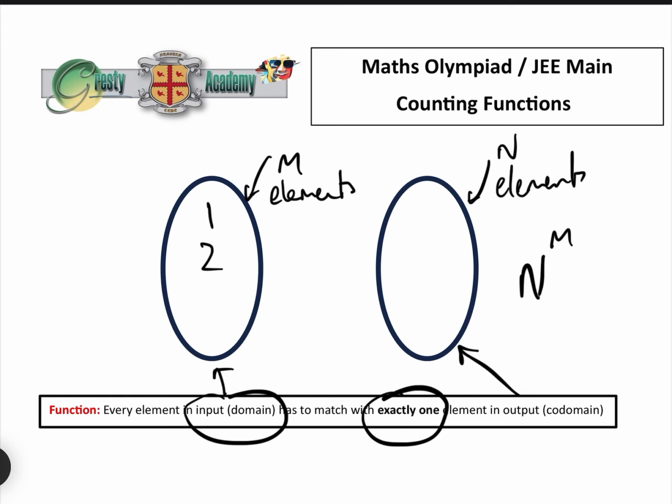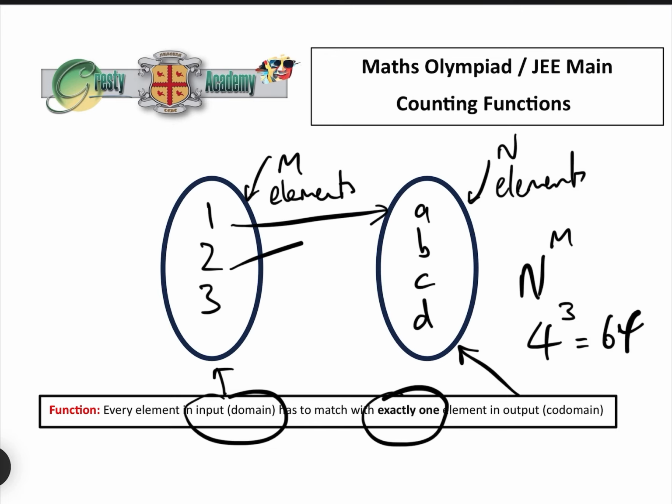So just to give an example, let's imagine that we have as our domain 1, 2 and 3, and as our codomain A, B, C and D. Then there would be 4 to the power of 3, which equals 64 possible functions. Now, just as a matter of interest, one of those functions would be that 1 could map to A, 2 could map to A, and 3 could map to A.